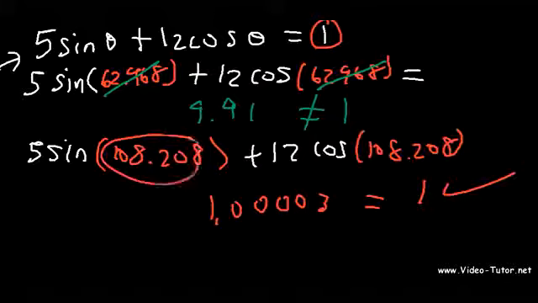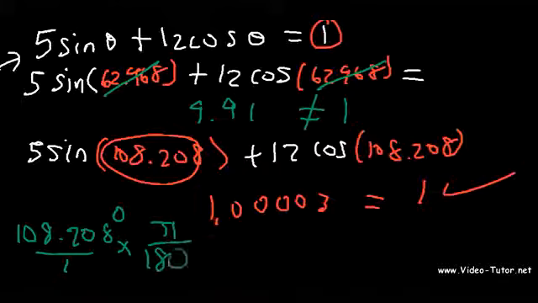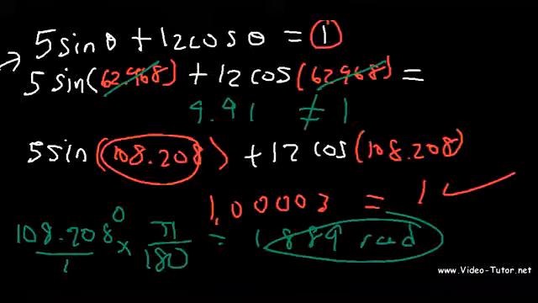So this answer works. And if you want to convert it to radians, multiply your angle by pi over 180. So 108.208 times pi divided by 180. So in radians, the answer is also 1.889 radians, which is in quadrant 2.